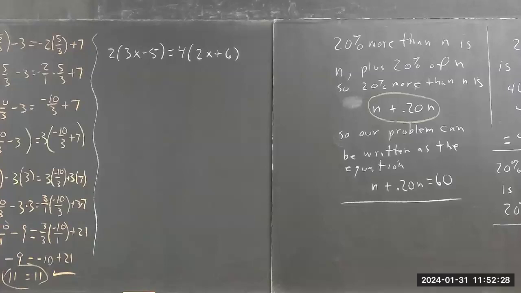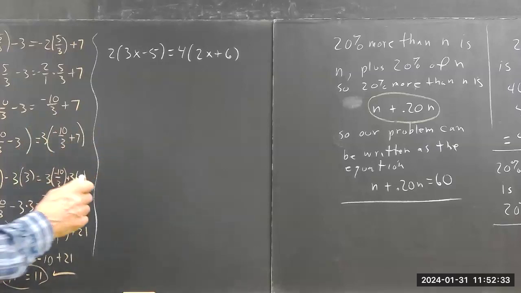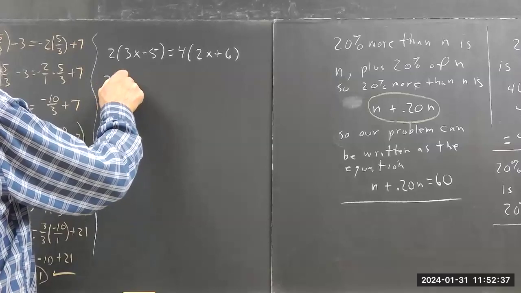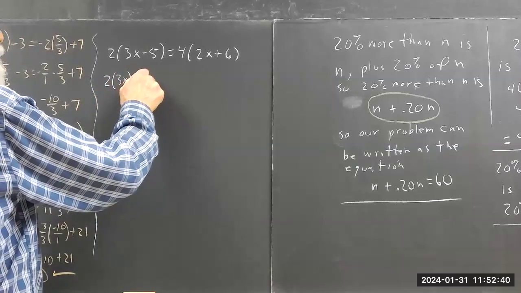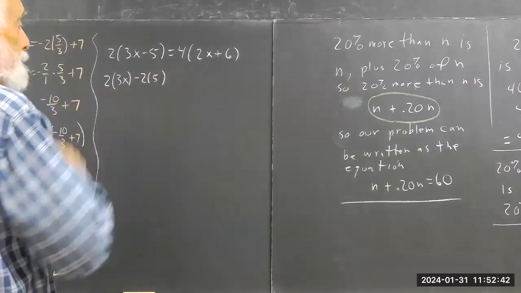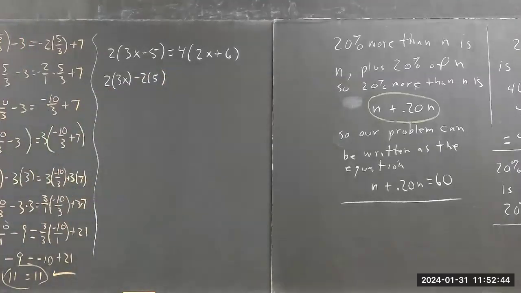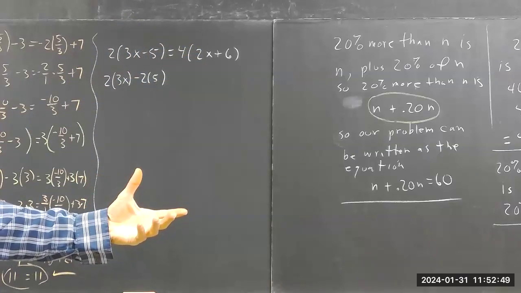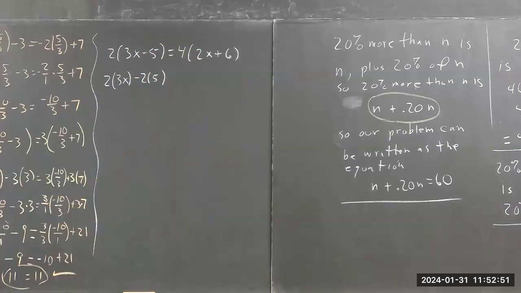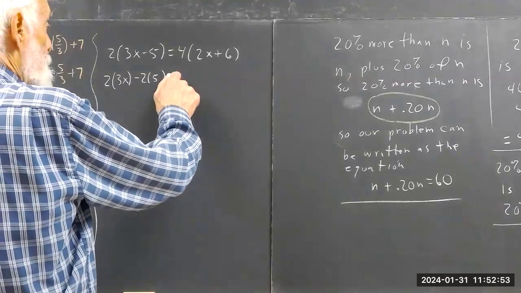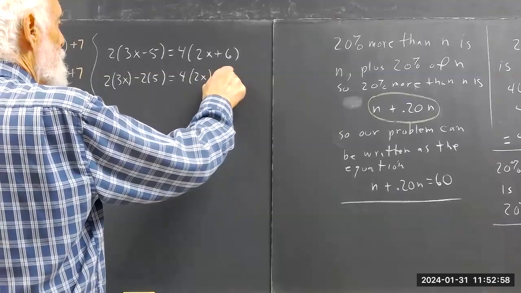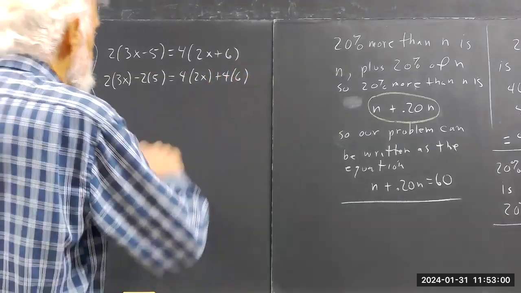I also recommend that you not skip the stuff I'm going to write at this point. Because, well, you got to multiply 2 by 3x, and you got to multiply 2 by 5. Okay, because 2 is multiplying each term in the parentheses. That's the rule. Okay, then 4 is multiplying 2x, and 4 is multiplying 6.